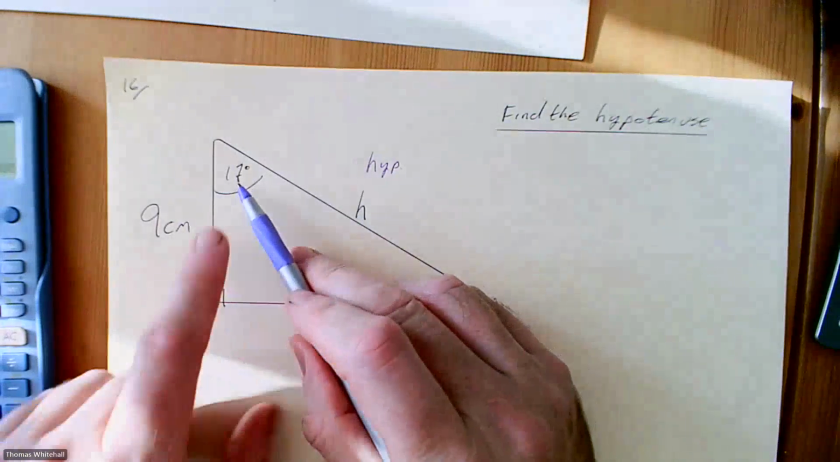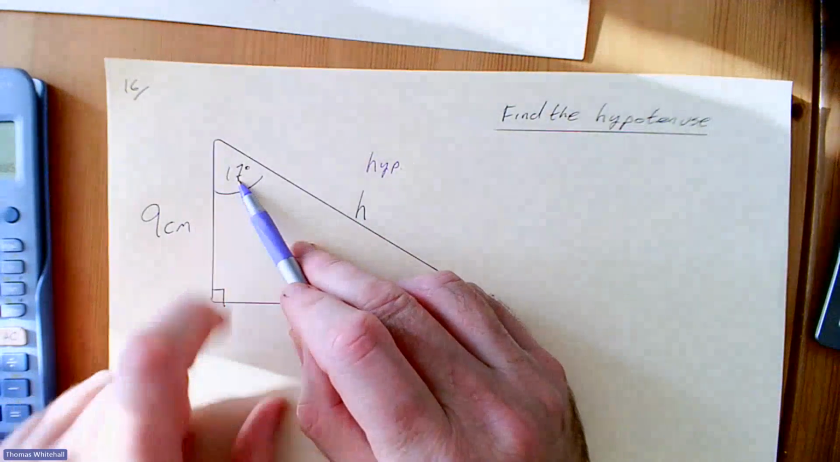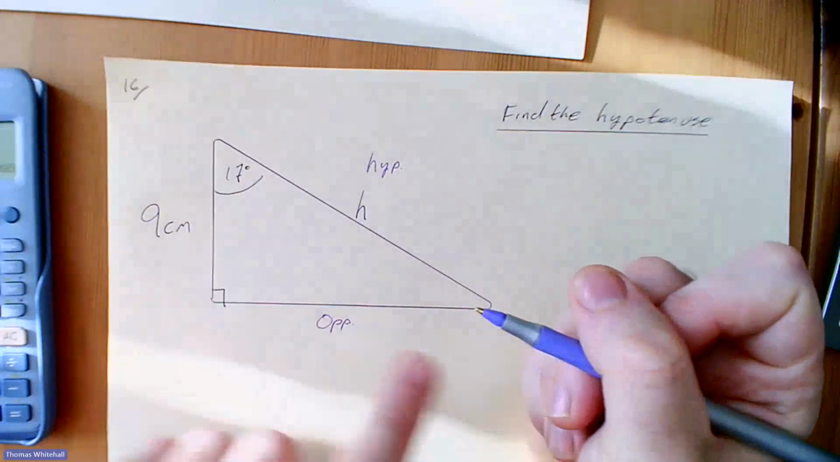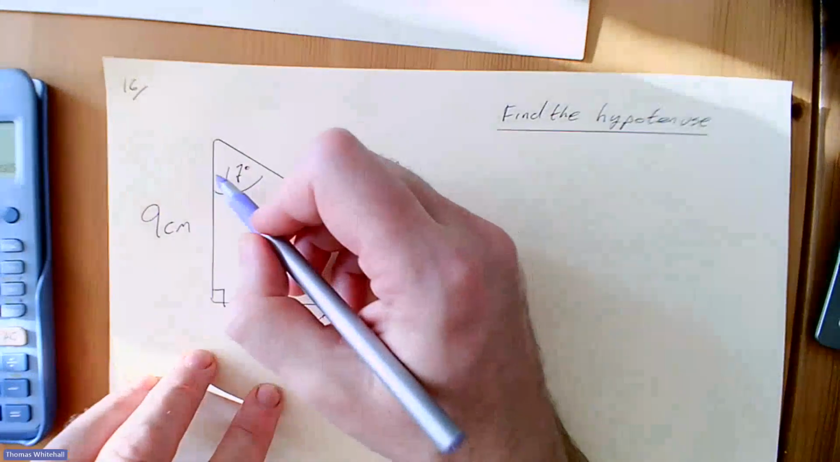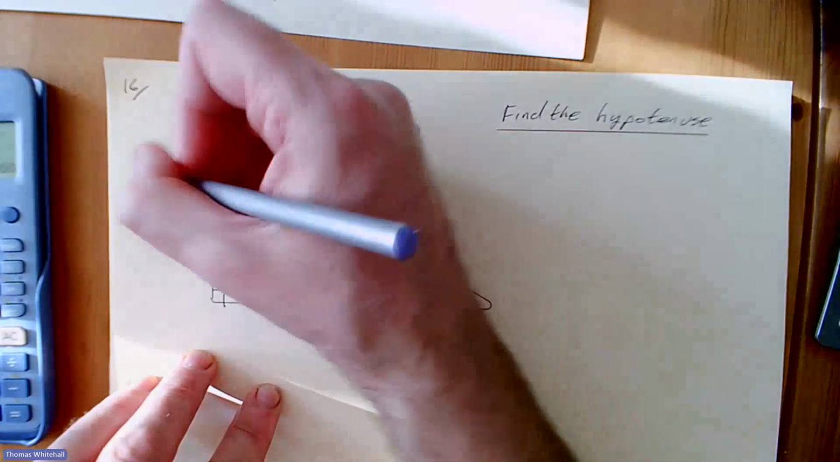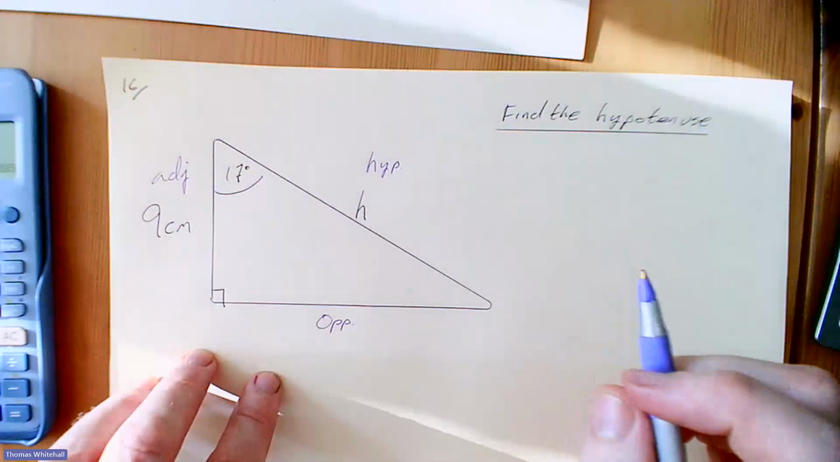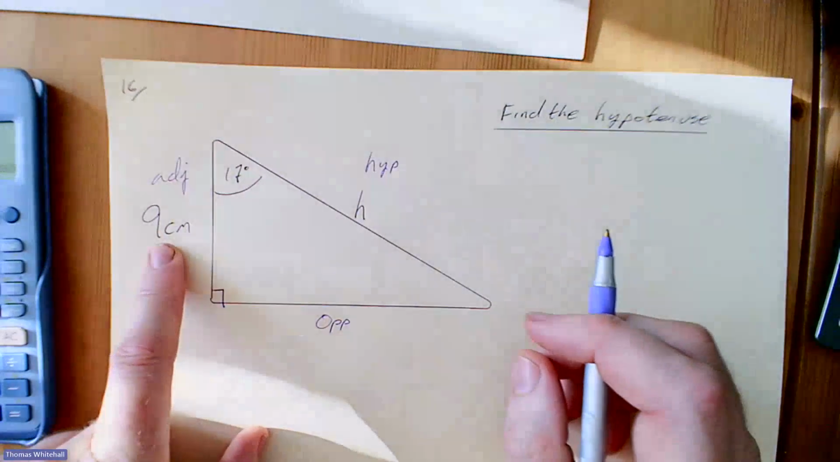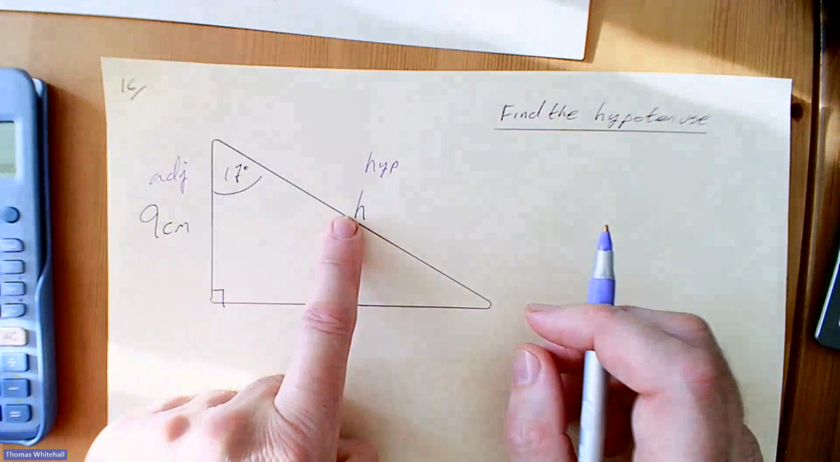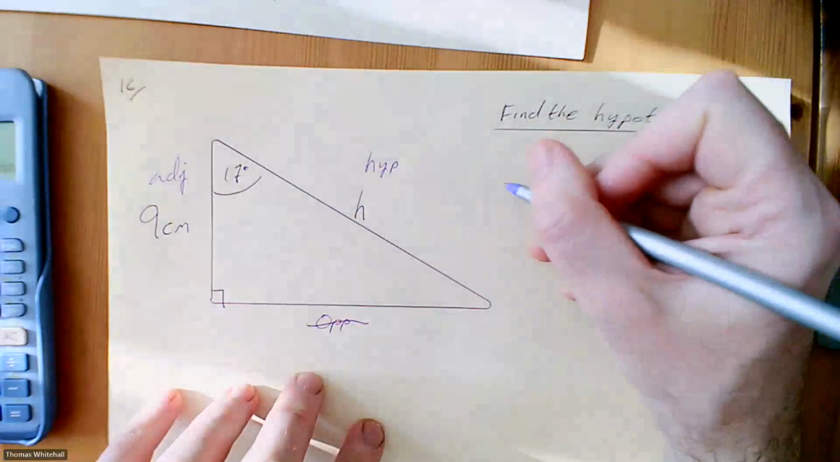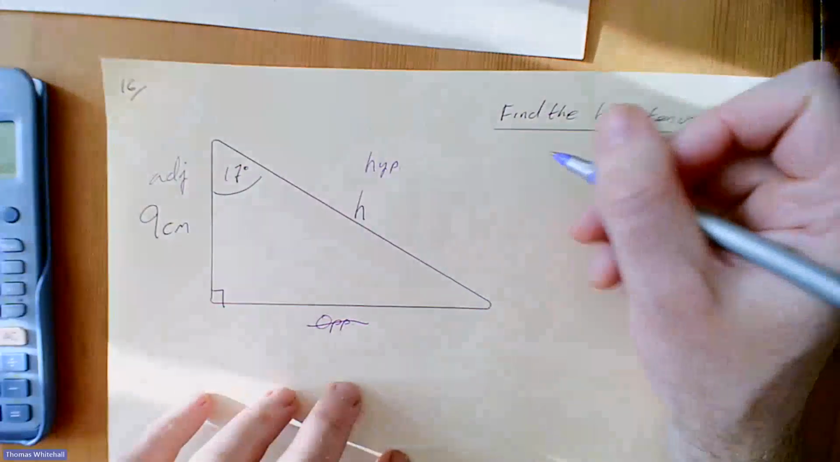This is our included angle. So that means that this side over here is the opposite now, because the angle has moved. And this side next to it is our adjacent. So we're given the adjacent, and we're asked to find the hypotenuse. We've got no interest in the opposite, so I'm going to put a line through that. We've labeled the triangle.